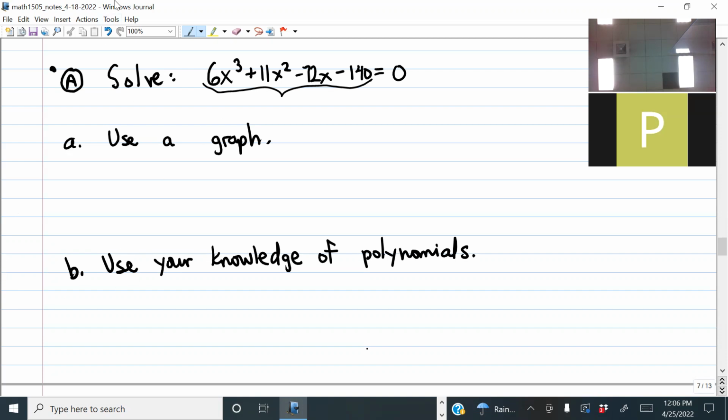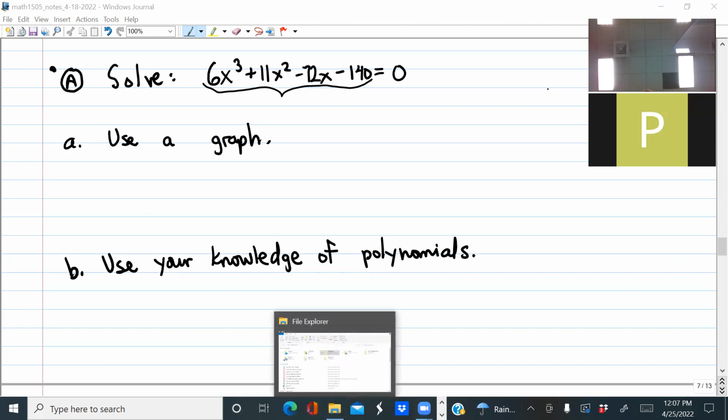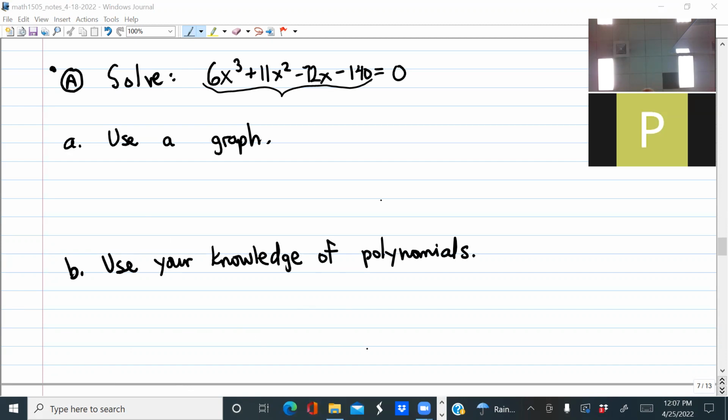Let's look at a graph of this polynomial. Because after all, what is it that we're looking for? We're looking for x-intercepts, right? So let's look at a graph of this polynomial. Let me see if I can find a graph of this thing. So you have to make a graph, but let me see if I can make the graph here.